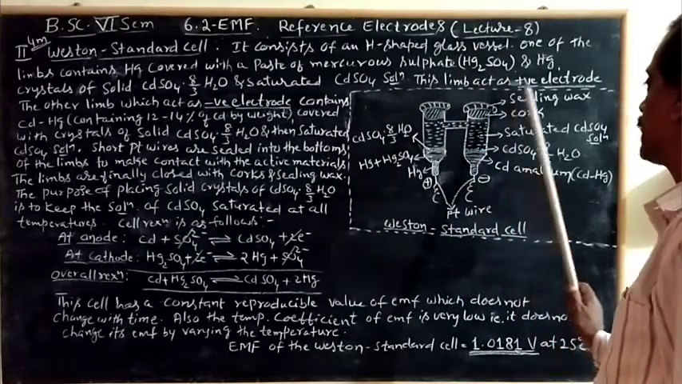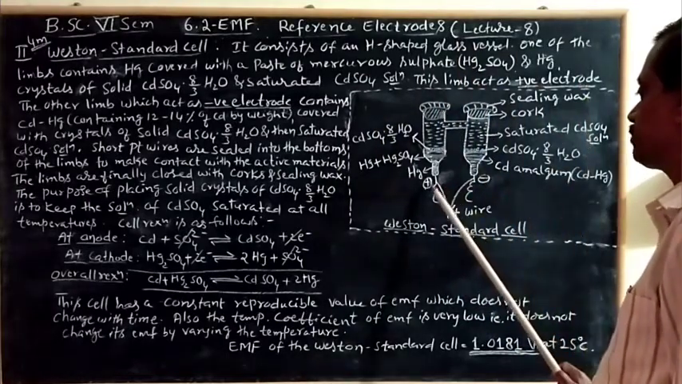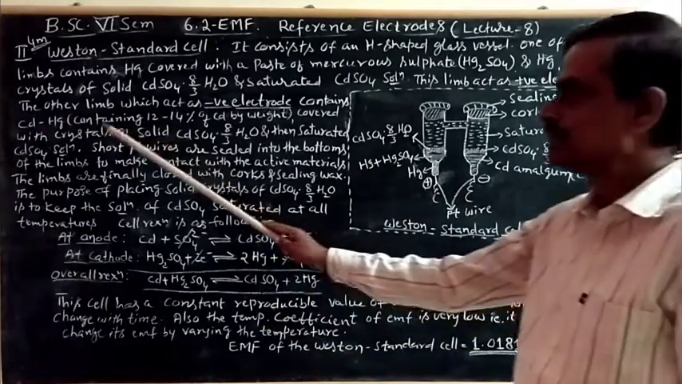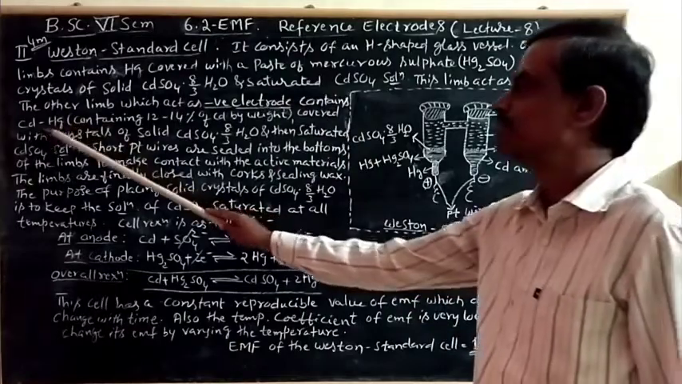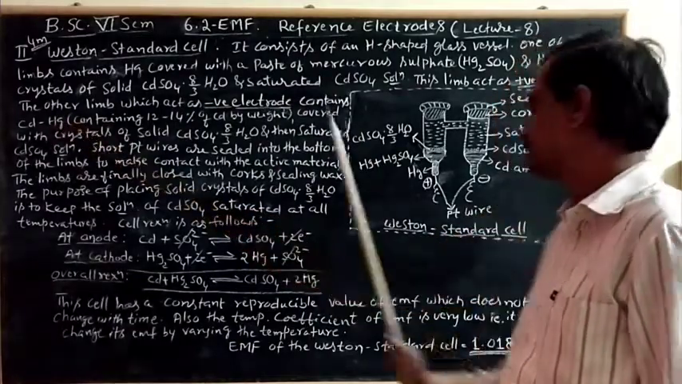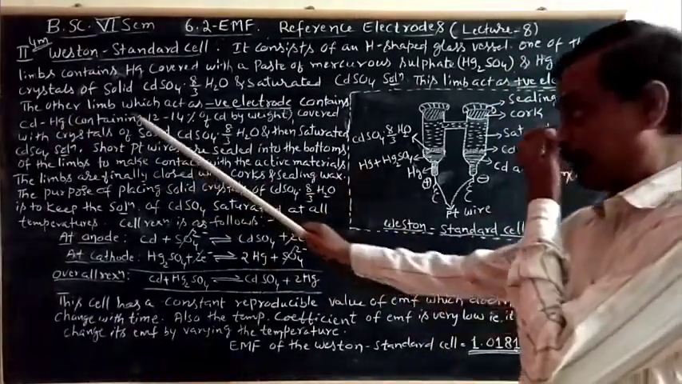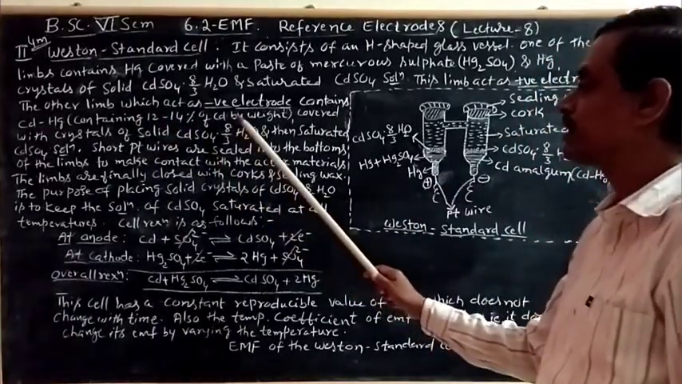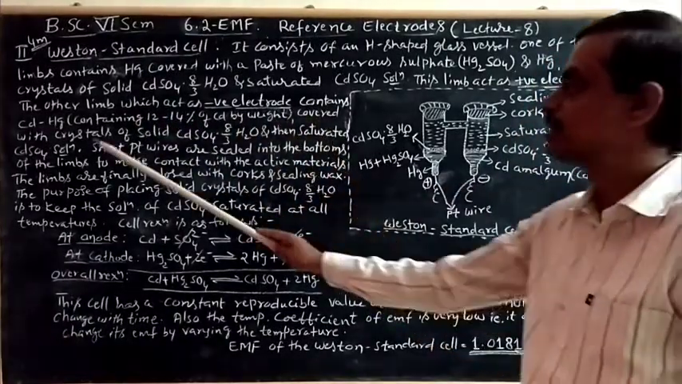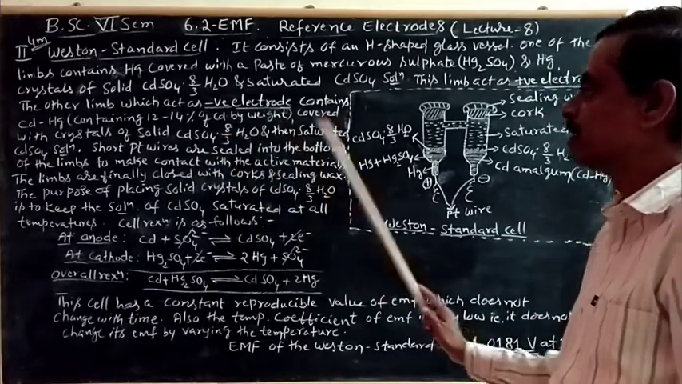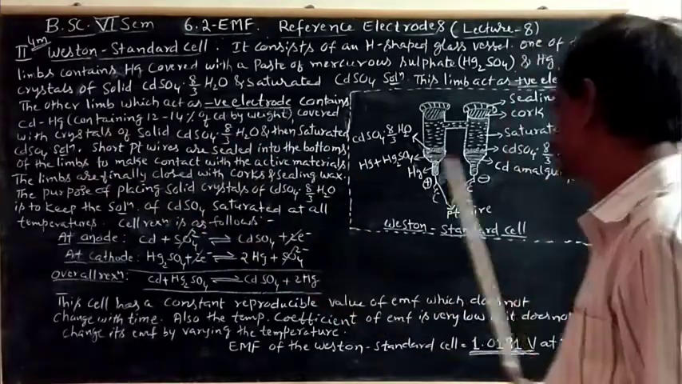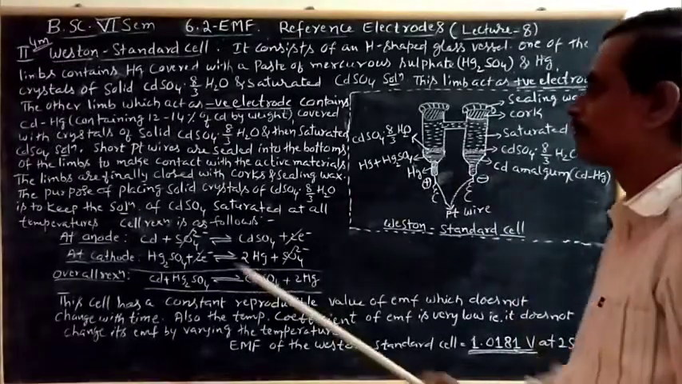This limb acts as the positive electrode. The other limb, which acts as the negative electrode, contains cadmium mercury. That means it is nothing but cadmium amalgam containing 12 to 14% of cadmium by weight, covered with crystals of solid cadmium sulfate 8/3 H2O, and then saturated cadmium sulfate solution. This is also containing the same thing.